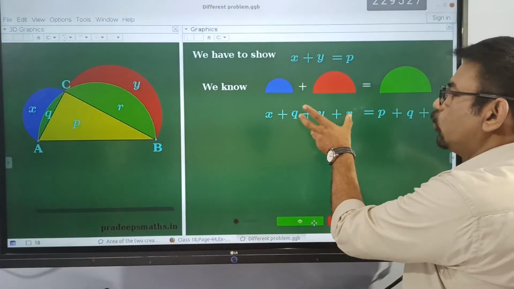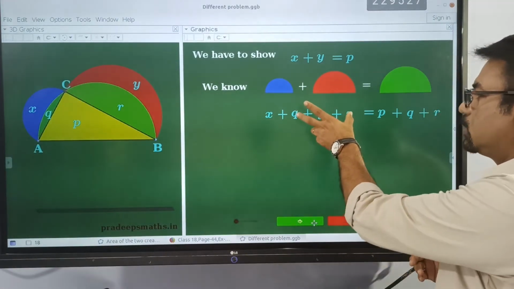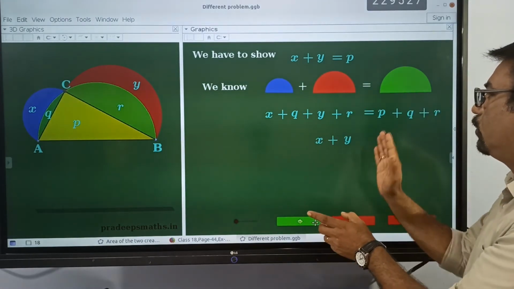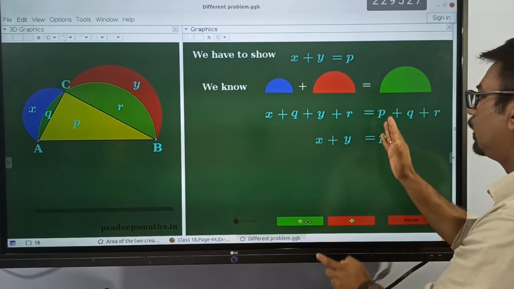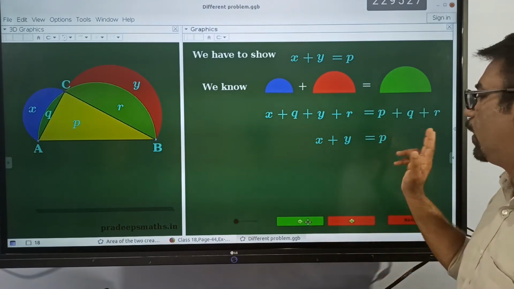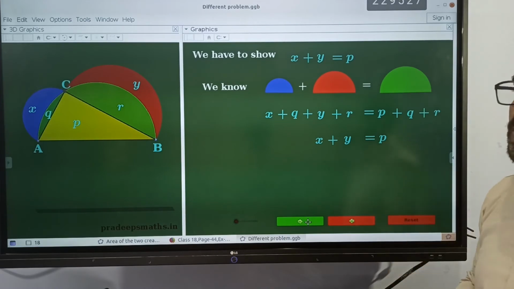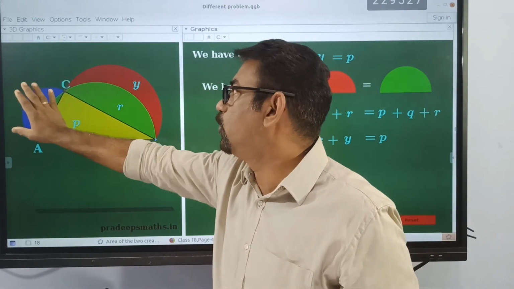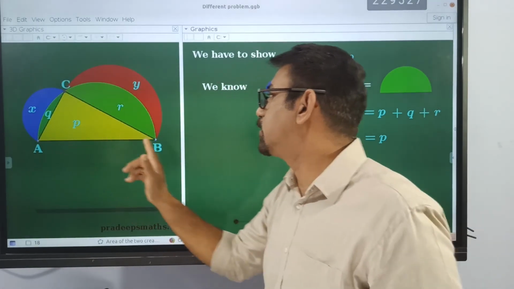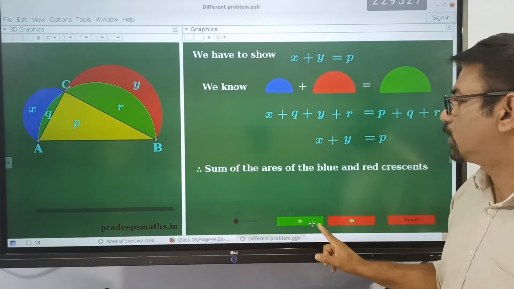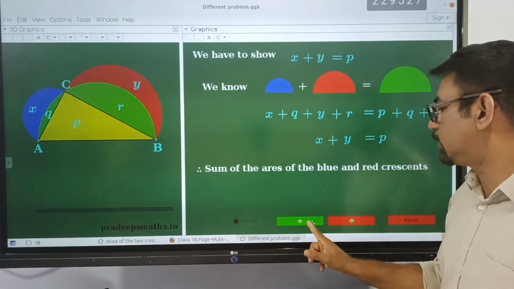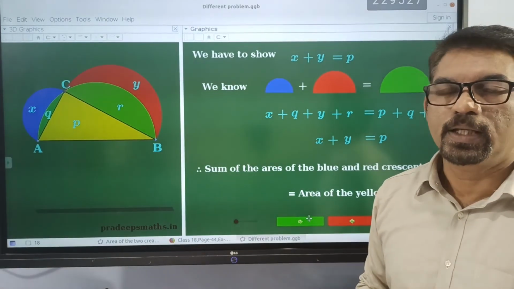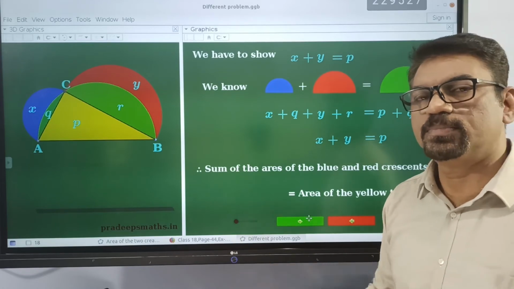we can cancel out Q and R from both sides. What would remain here? X and Y. Therefore, X plus Y would be on the left-hand side, and on the right-hand side only P will be there. Therefore, X plus Y is equal to P. That's what we have to show. Here, X plus Y is the sum of the blue and red crescents, and P is the area of this yellow triangle. Therefore, the sum of the areas of the blue and red crescents is equal to the area of this yellow triangle. Okay, I think this proof is very clear to you, and it's very simple.